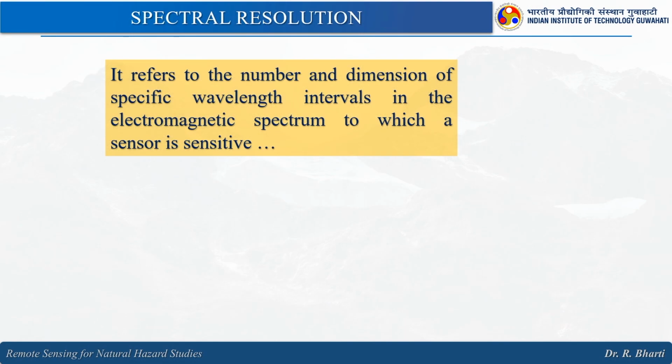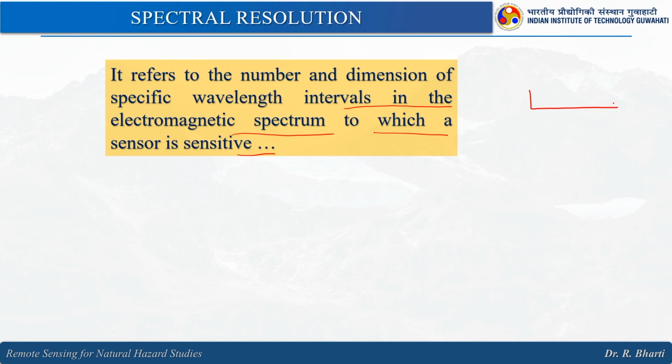So, the same area, you can see how much information is available in 8-bit, how much information is available in 3-bit. Now comes the spectral resolution. It refers to the number and dimension of specific wavelength intervals in the electromagnetic spectrum to which a sensor is sensitive, right. So, when we explain the spectral resolution, we try to explain a few concepts here.